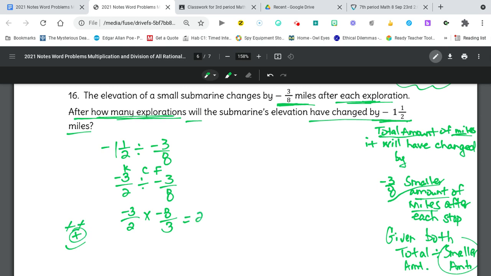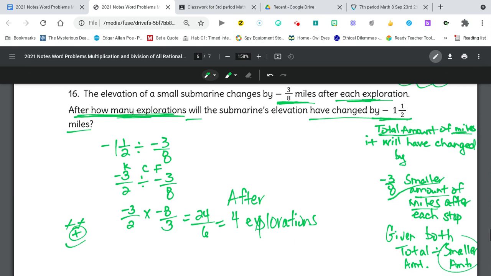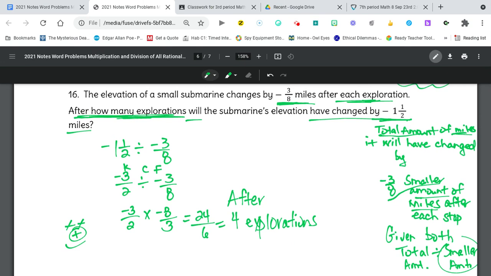It's going to give me positive 24/6. So after how many explorations? So I'm going to say after 4 explorations, it would have changed by negative 1 1/2 miles.